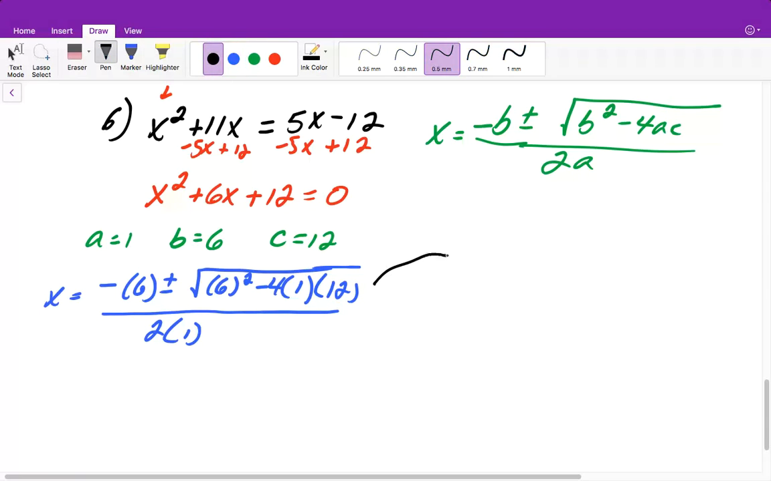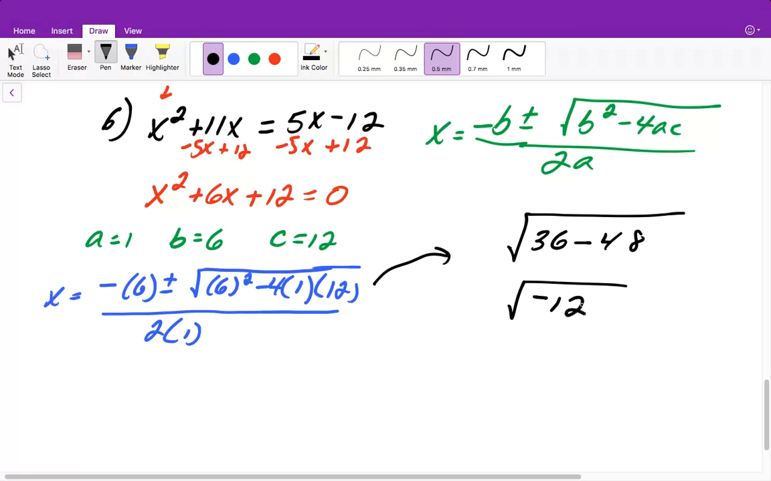I'm going to do this off to the side. 6 squared is 36. Negative 4 times 1 is negative 4, times 12 is negative 48. So this is then equal to negative 12. Before we could stop and say, well, it's no real solution. Not anymore, because we know, a rule that we learned, that the square root of negative 1 is equal to i.